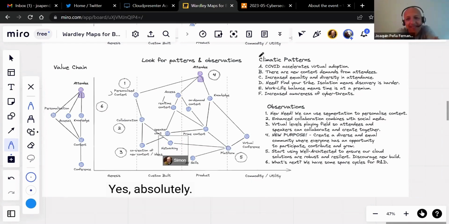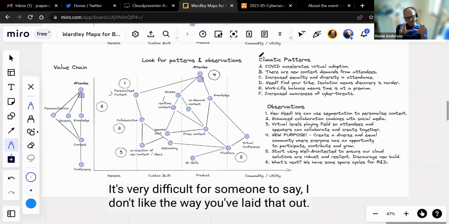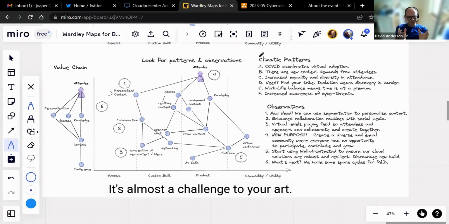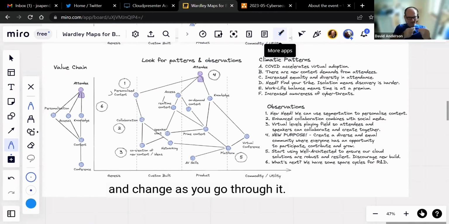Yes, absolutely. When this is in a PowerPoint and it's really nice, and I've spent like 3 weeks trying to fine tune this, it's very difficult for someone to say, I don't like the way you've laid that out. It's almost a challenge to your art. But the nice thing about maps is the ability to inspect and adapt and change as you go through it.